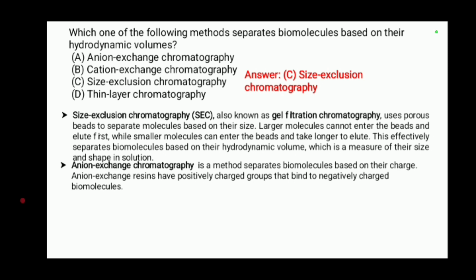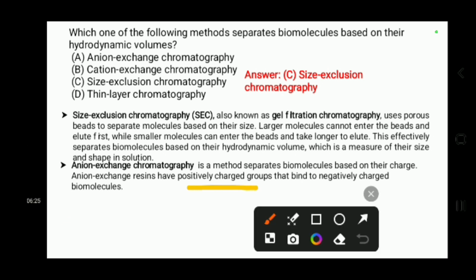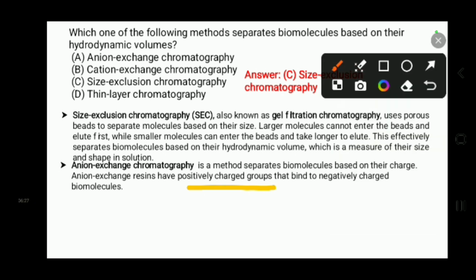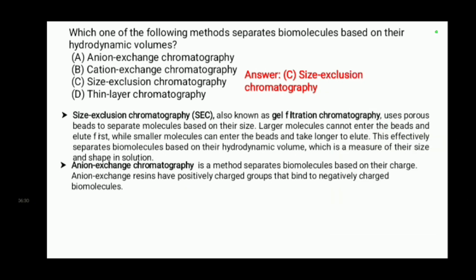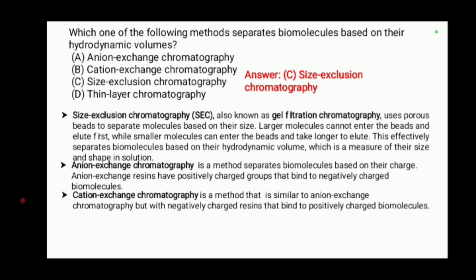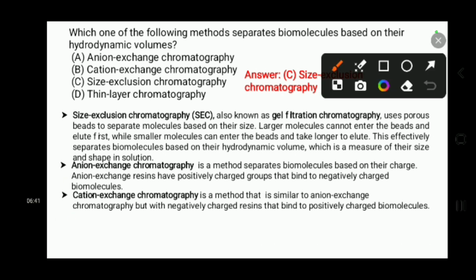Now let's discuss anion exchange chromatography. Anion exchange chromatography is the method that separates molecules based on their charge. Anion exchange resins have positively charged groups that bind negatively charged biomolecules. Now cation exchange chromatography. It is also a method similar to anion exchange chromatography, but with negatively charged resins that bind to positively charged molecules.